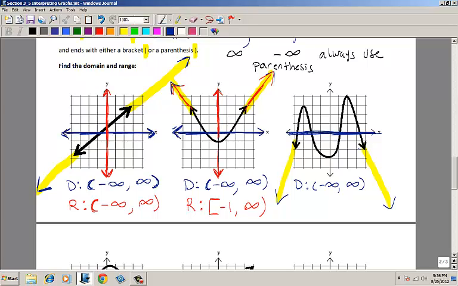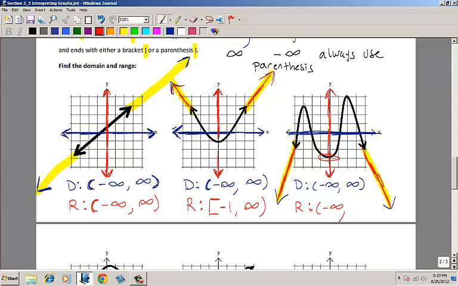Let's look at my range. The range here is a little tricky. Recall, your range is your y values. So I have to look at my lowest point and my highest point. That's why it's a good idea to extend your arrows. You might have been tempted to say that this was your lowest point. But if you look here, don't these arrows extend way further than that point? They do. These arrows tell me that I'm going towards negative infinity on my y-axis. So my lowest point is negative infinity.